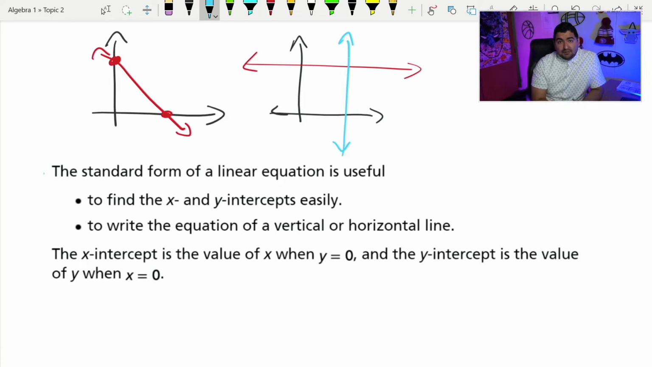What we're going to be doing today essentially is practicing using standard form to help us find the x and the y intercepts. To do this, we simply need to set y equal to 0 when we're trying to solve for the x-intercept, and we need to set x equal to 0 when we're trying to solve for the y-intercept.